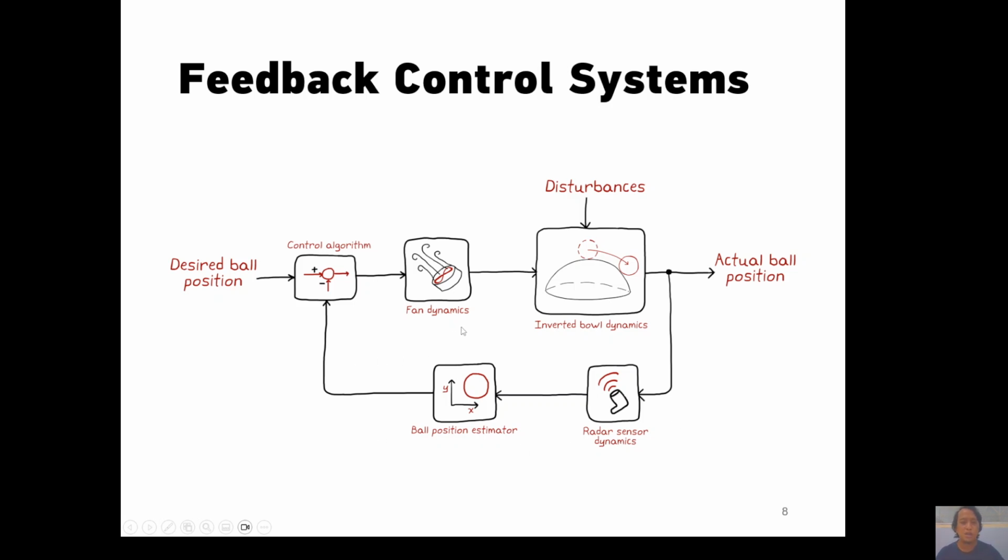This is just a figure to explain the feedback control system.